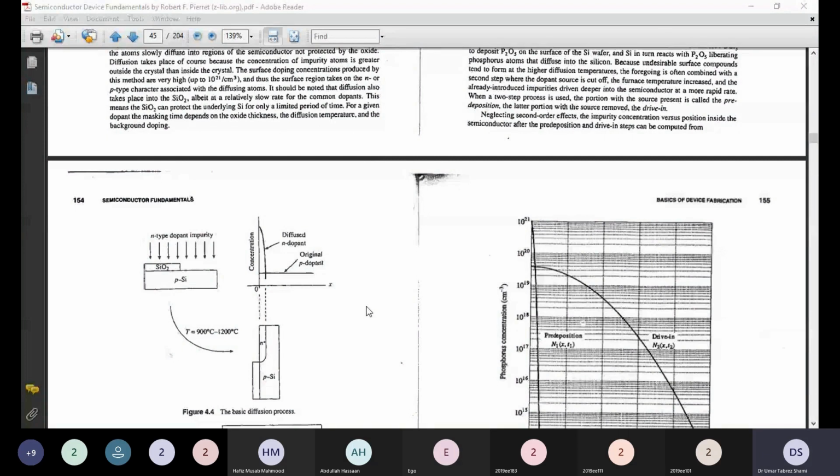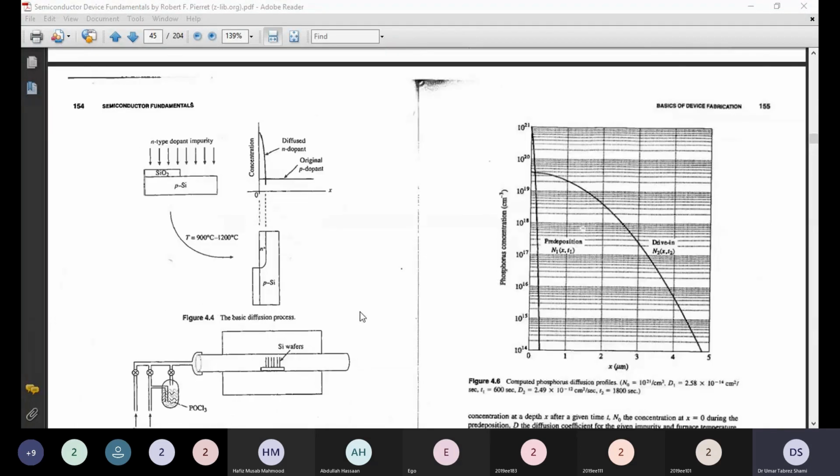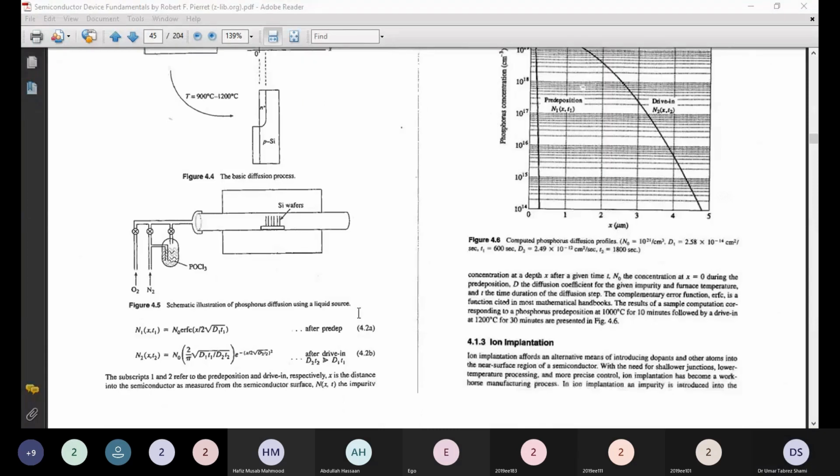When a two-step process is used, the portion with the source present is called the pre-deposition. The later portion with the source removed is the drive-in. Neglecting second order effects, impurity concentration versus position inside the semiconductor after the pre-deposition and drive-in steps can be computed from equations 4.2a and 4.2b.